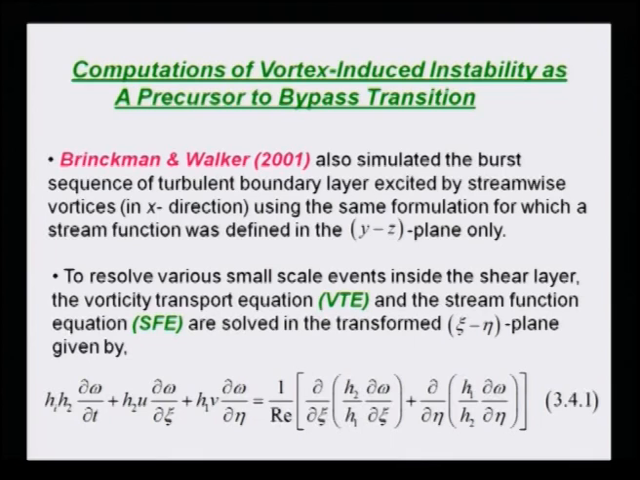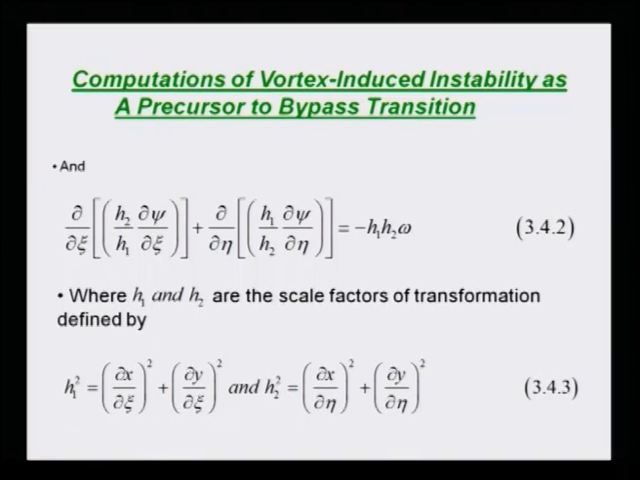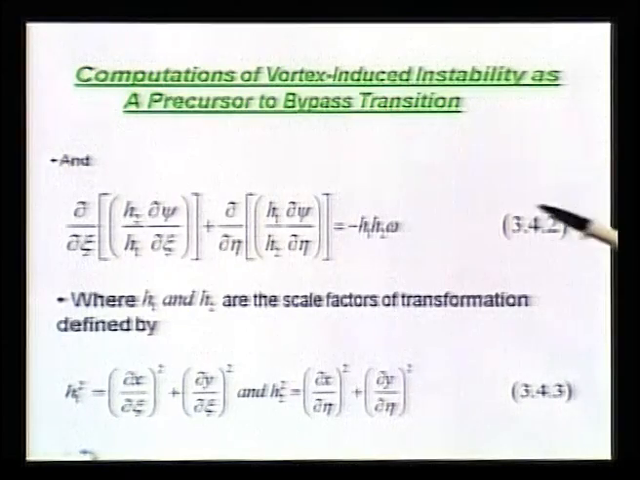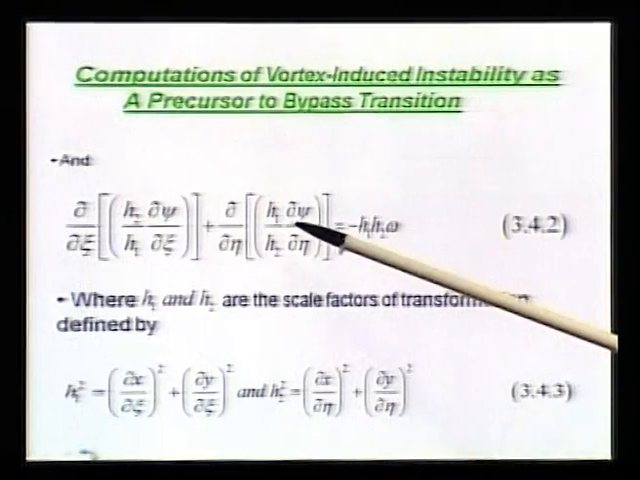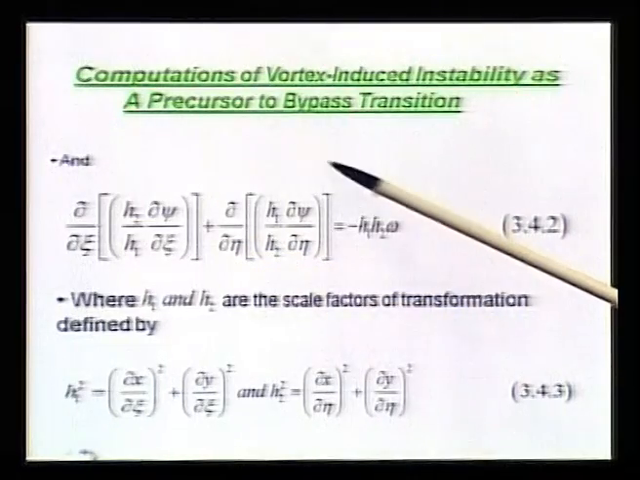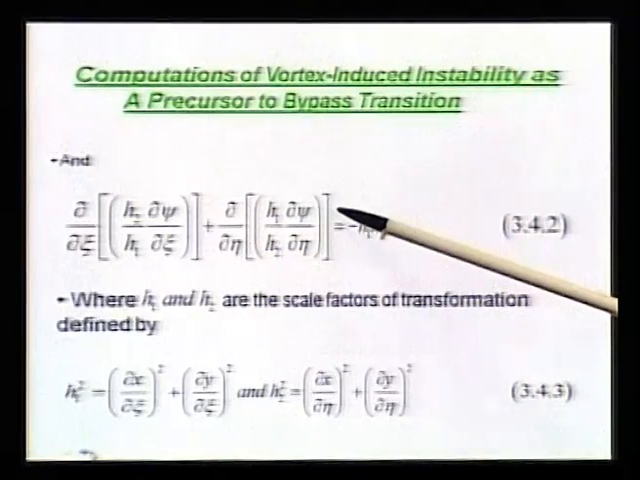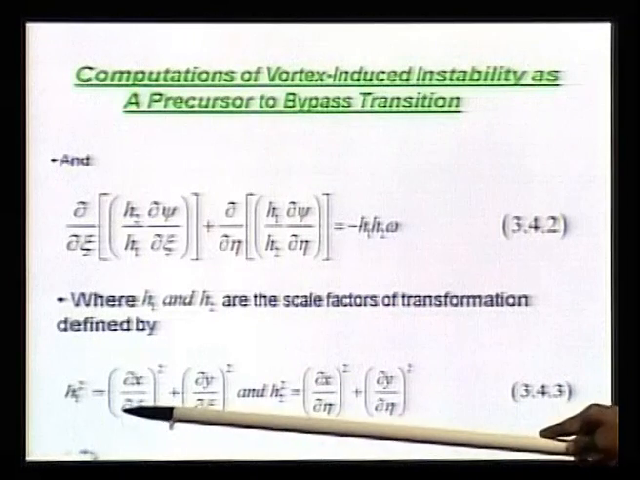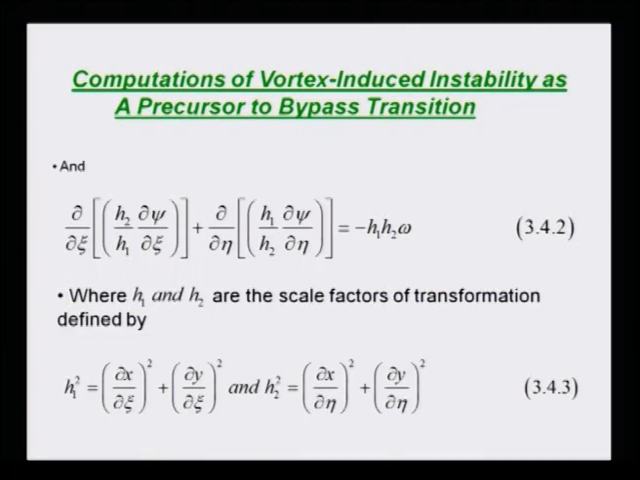We have gone on from the physical to the transform plane to resolve all the phenomena by taking a stretched grid. If that was the vorticity transport equation, equation 2 here is the kinematic definition of the vorticity in terms of the stream function. So, this is your Poisson equation, the stream function equation, and this h1 and h2 are the scale factors of the transformation.